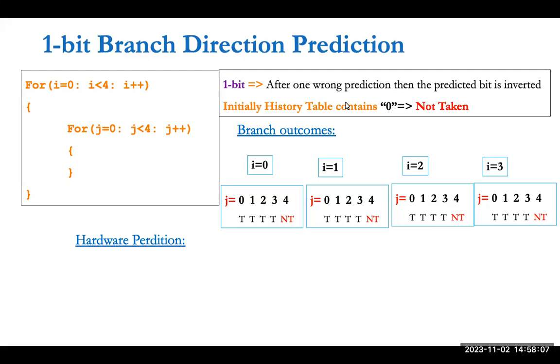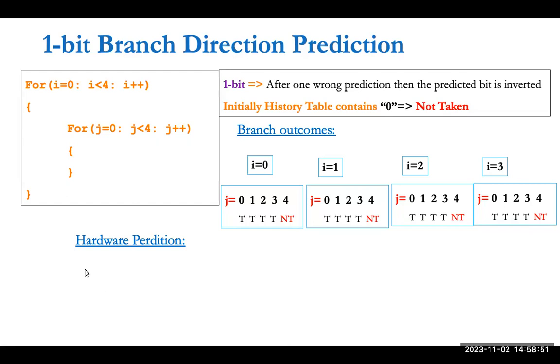If it is predicted as taken, then it is inverted to not taken. If it is predicted as not taken, it is inverted to taken. Initially, this algorithm starts with the assumption that the branch is not taken. So let us see this. The branch history table maintains that at first it is not taken, so it starts with 0. If the branch is taken, that is represented with 1 in the branch history table.